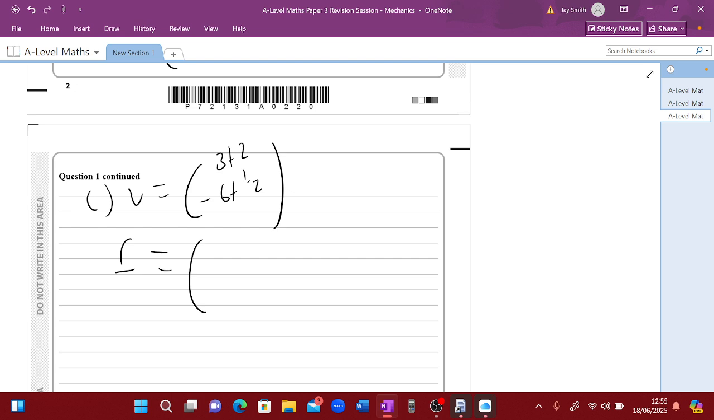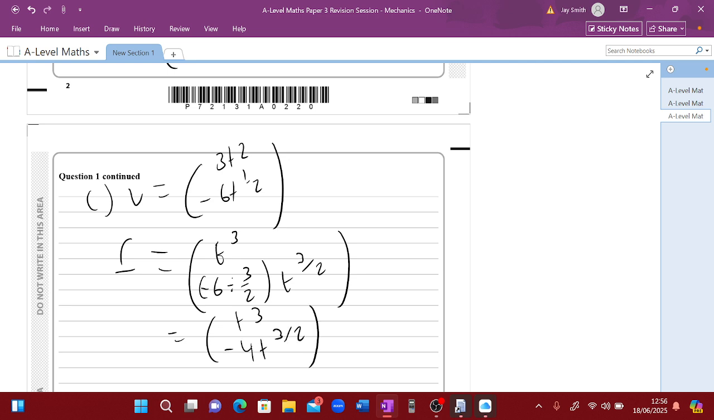We integrate both parts. So 3t squared will integrate to t cubed. So add 1 to the power and divide. So 3 over 3 is 1, t cubed. Then minus 6t to the half. Well, a half add 1 is 3 over 2. Then I'm going to do minus 6 divided by 3 over 2. Obviously, you should recognise that's times 2 over 3. And so that simplifies to t cubed and minus 4t to the 3 over 2.